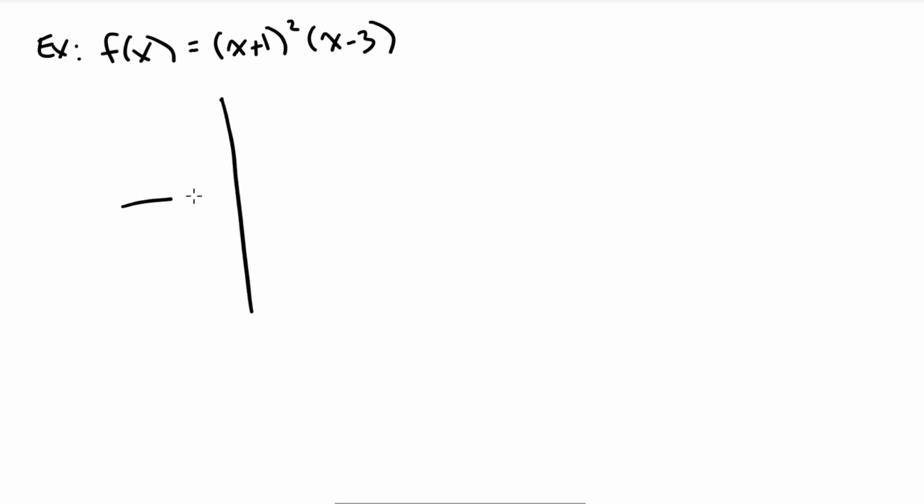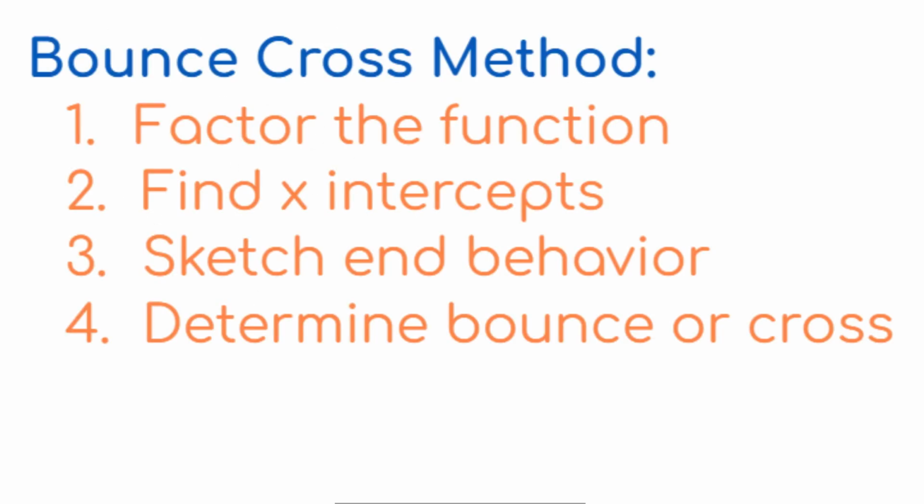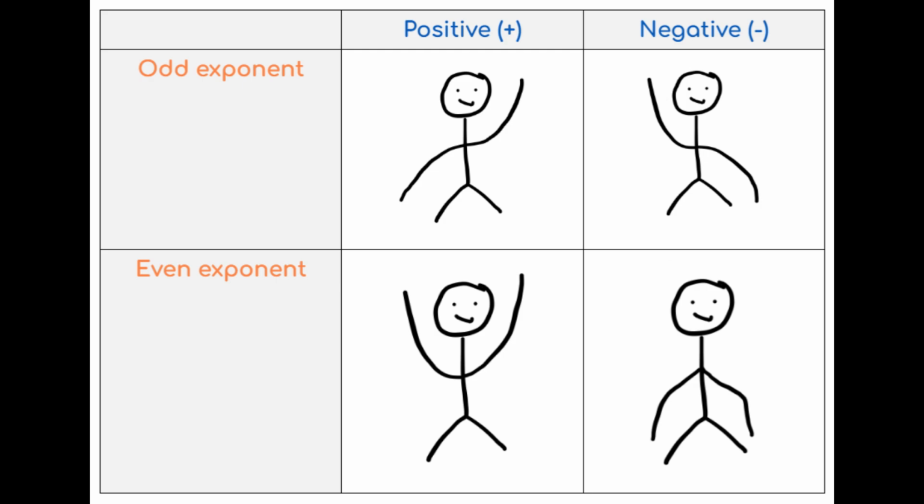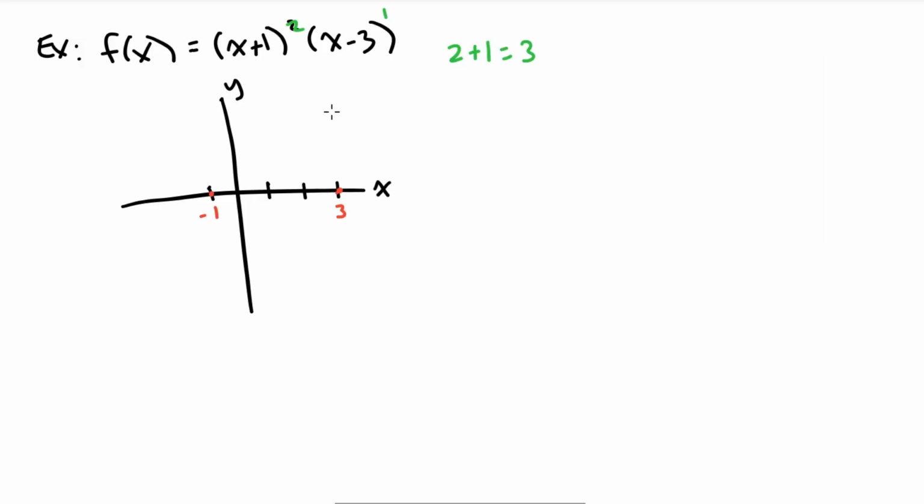The second step is to plot all of our x-intercepts. This is when x equals -1 and x equals 3. Then we calculate the end behavior. We add up the total exponents, and in this case, this is 3. So we look at our end behavior chart, and we see that this is the case where we have an odd exponent and a positive sign. So now we can draw our end behavior on our graph.